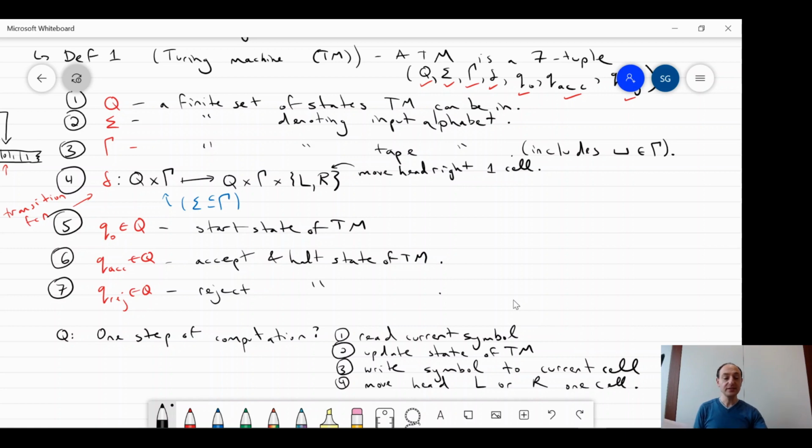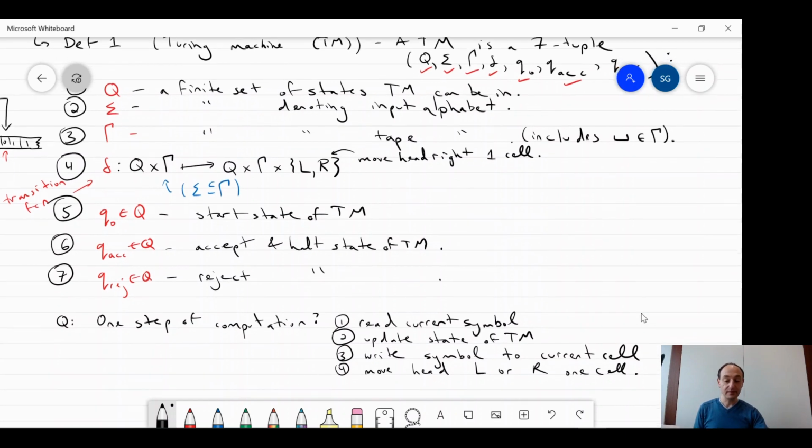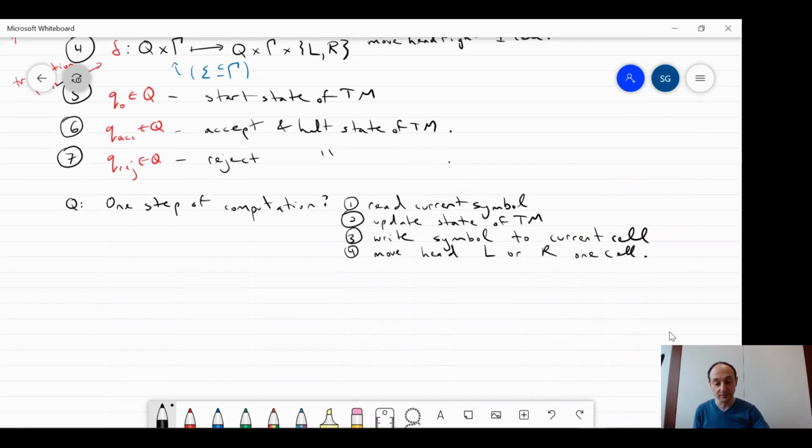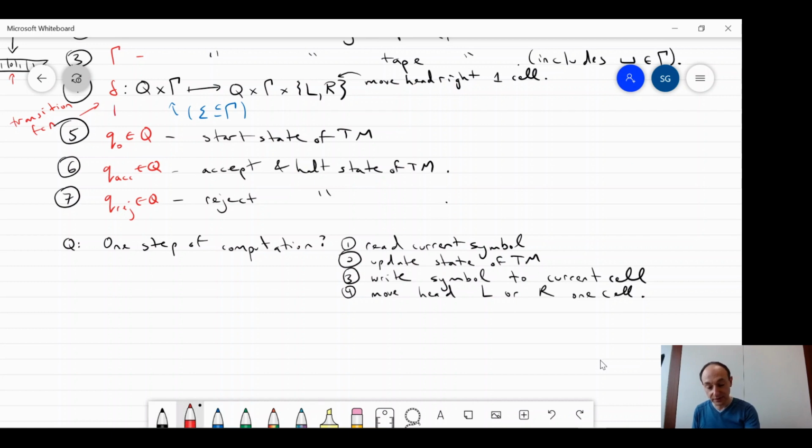So just some very basics. Before this computation begins, we assume that the input is on the tape, followed by an infinite number of blank symbols. Once the machine starts, it's going to execute a sequence of computation steps according to its transition function, that was this delta over here. And once it enters the accept or the reject state, that's these guys, we're going to assume it halts and accepts or rejects.